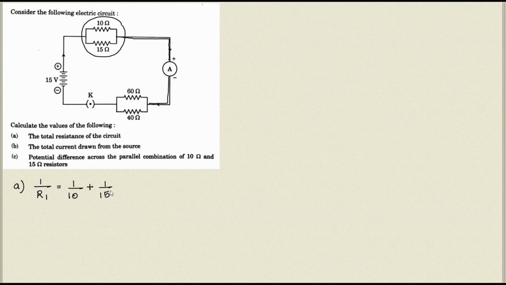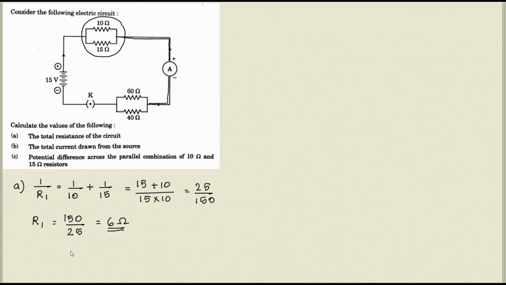The equation is 1/R = 1/R1 + 1/R2 + 1/R3 for parallel combination, right? So when you cross multiply it, you will be getting (15 + 10)/(15 × 10). That is 25/150. So what is R1? Take the reciprocal. So R1 is equal to 150/25. That is equal to 6 ohm.